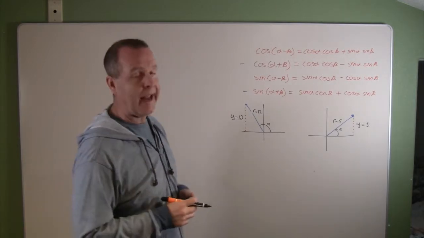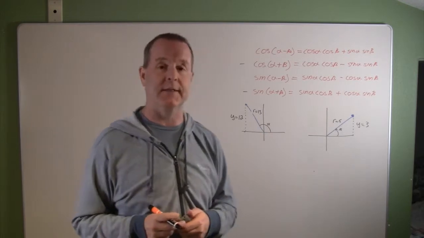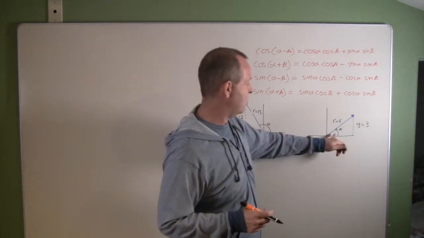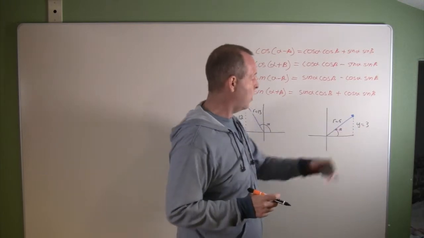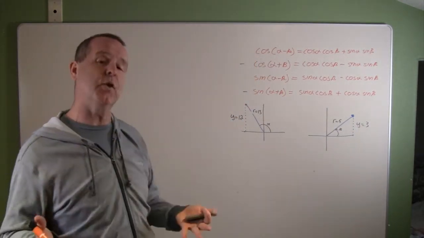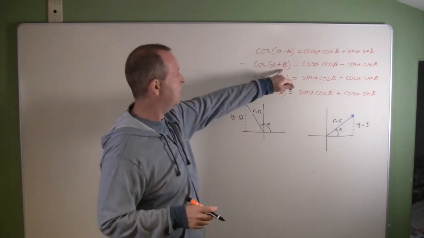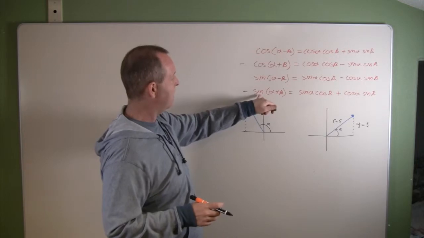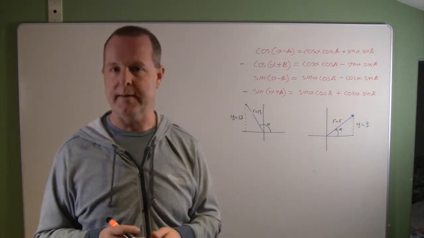Likewise, I was given another angle, beta, in the first quadrant whose sine was 3/5. I drew a right triangle where its opposite was 3 and hypotenuse 5. So given that initial information, I want to find the cosine of alpha plus beta, and the sine of alpha plus beta. So how do I go about doing that?